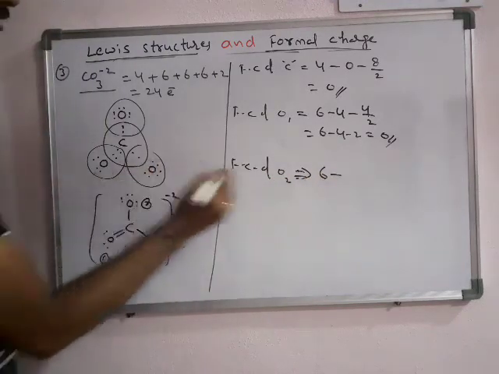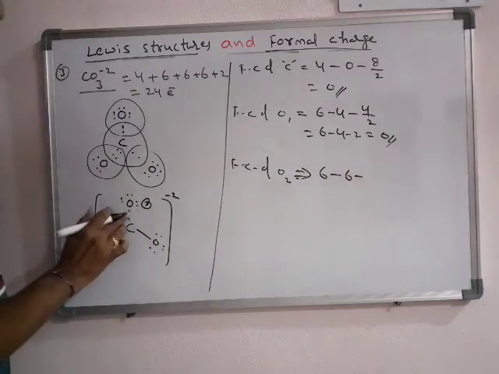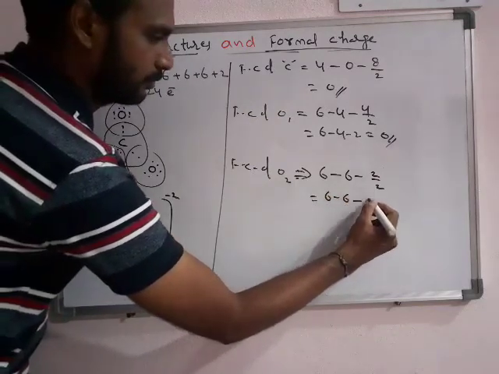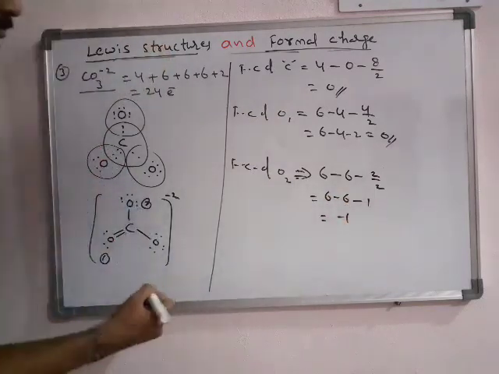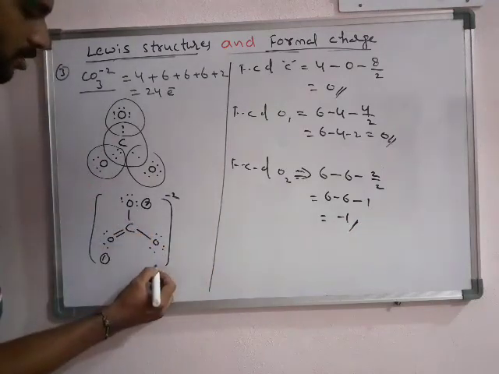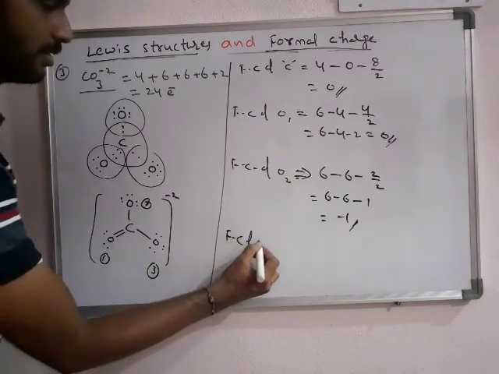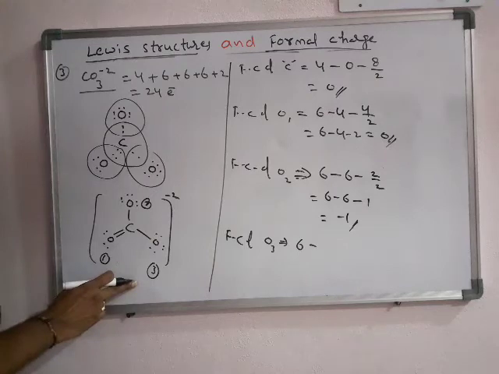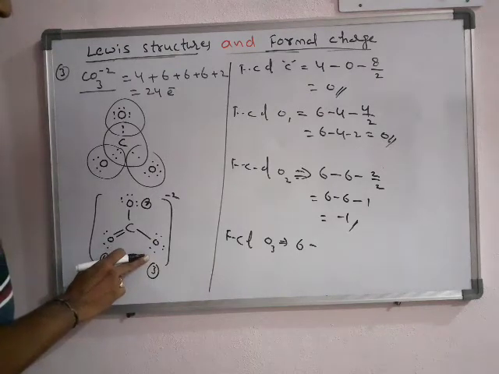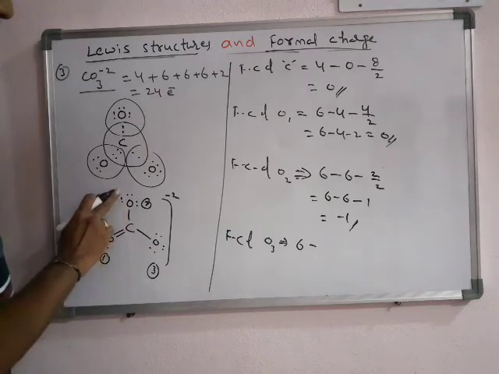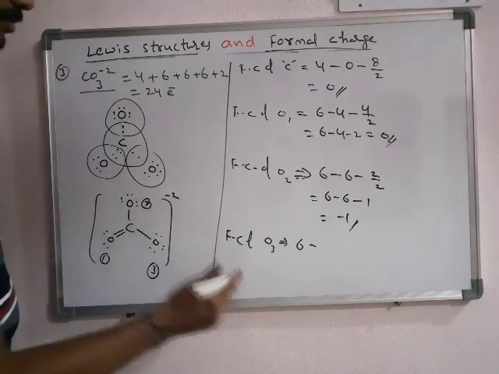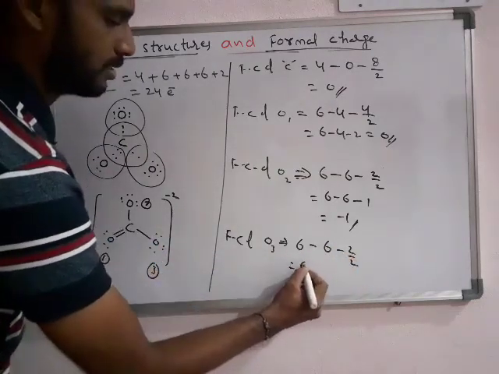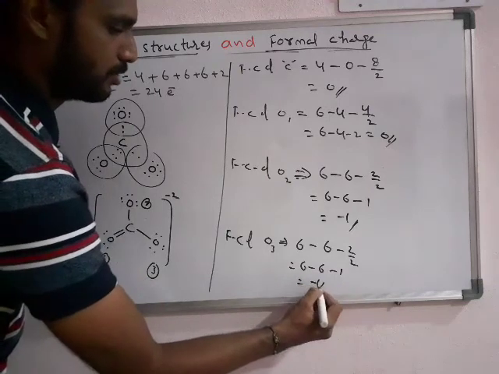Now we calculate it for the second oxygen: 6 minus 6 lone pair electrons, 1 bond pair means 2 divided by 2. Now calculate the formal charge of the third oxygen. Here 6 minus 6 minus 2 divided by 2, so it is minus 1.